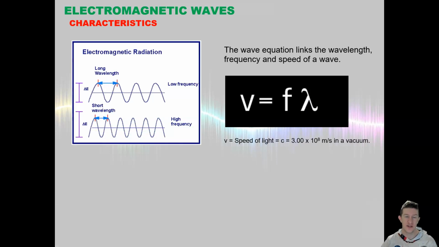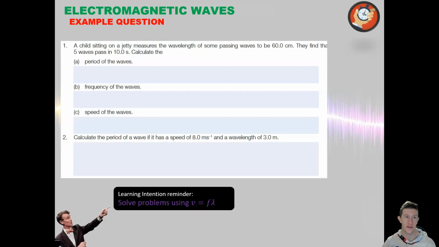The wave equation, as we saw last lesson, is v equals f lambda, where v is the speed of light in meters per second, f is the frequency, and lambda is the wavelength. Because we're talking about electromagnetic waves, v is always going to be the speed of light, 3 × 10⁸ meters per second. Let's have a look at some practice questions to calculate the period, frequency, and speed of waves. As I said before, I'm going to give you a timer. Try to complete it within that time frame. If you need more time, feel free to pause it and keep going.